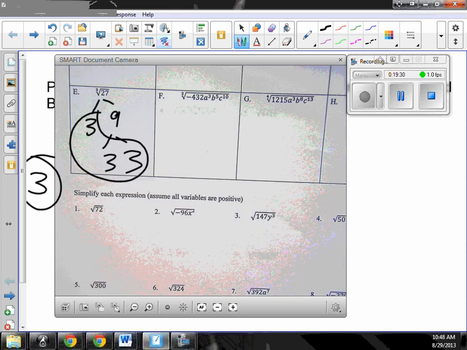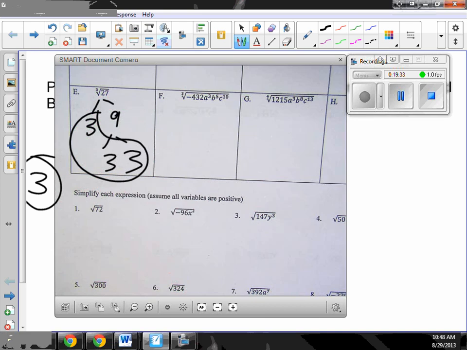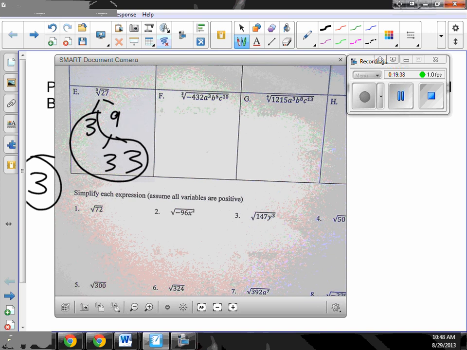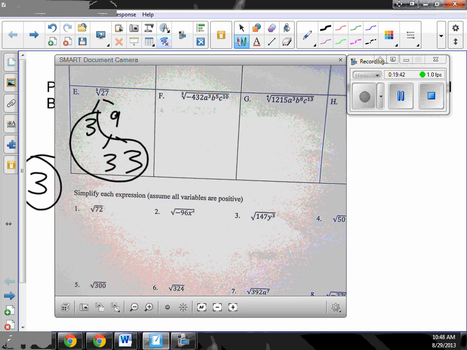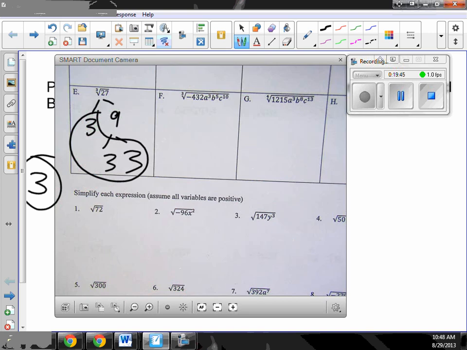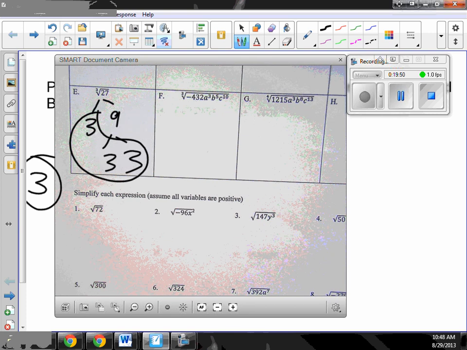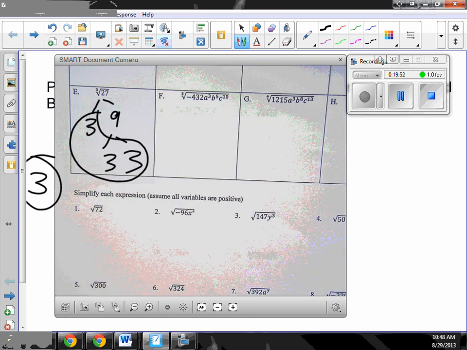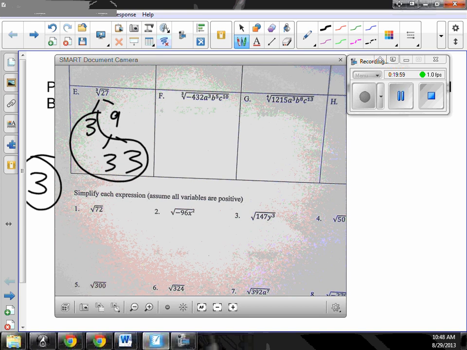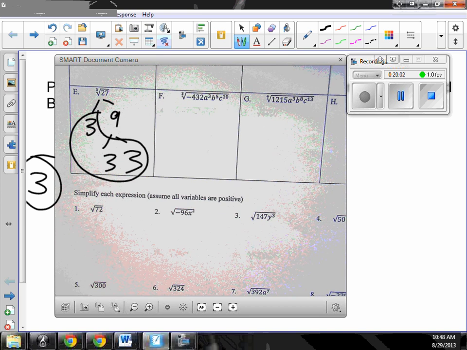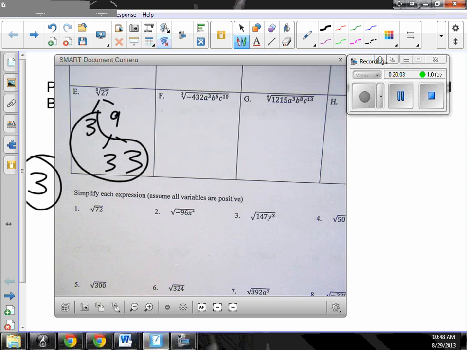Just 3. In part F, we have a negative. Is that going to create an I? Not in this case. Why does this not create an I? It's a third root. What is negative 2 times negative 2 times negative 2? Negative 8. If you have 3 negatives, that's the same as 1 negative. If you have 2 negatives, that's the same as a positive.